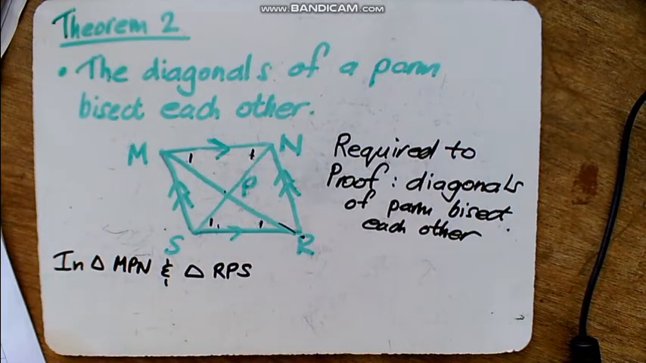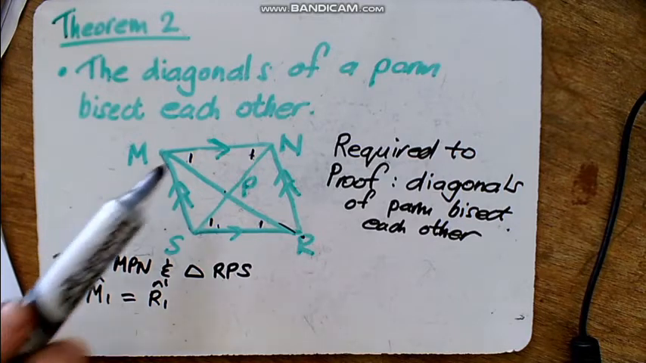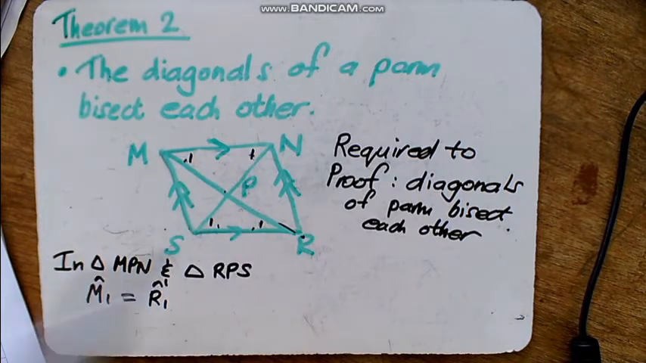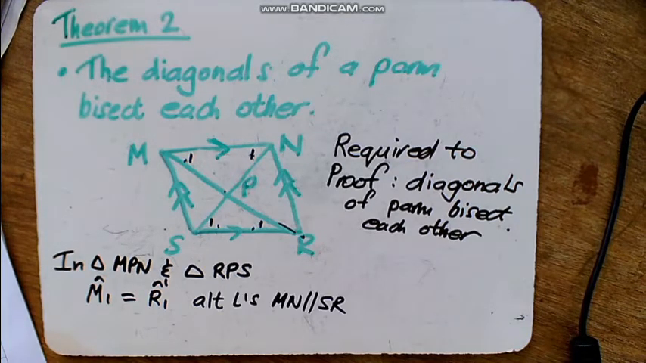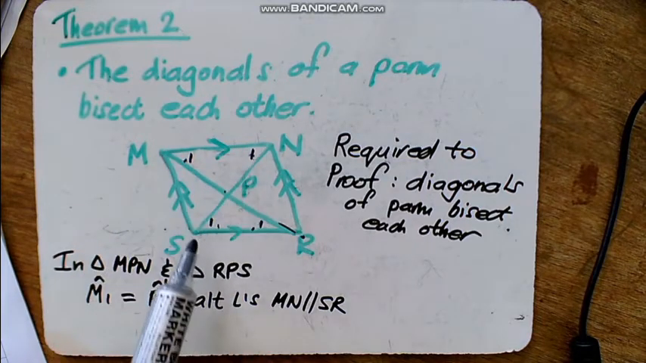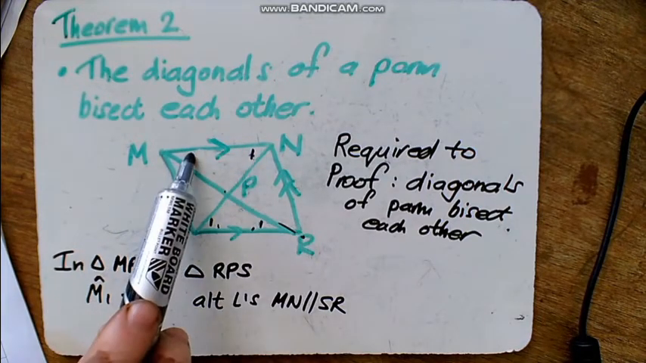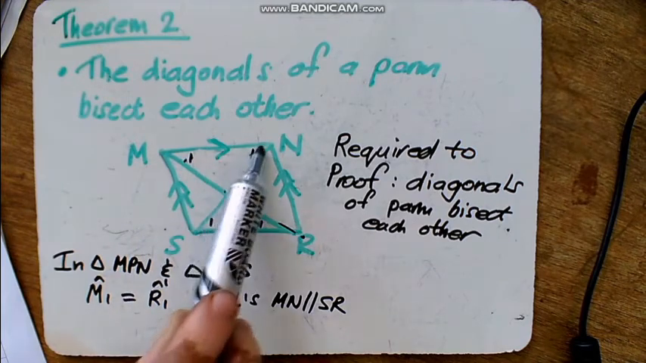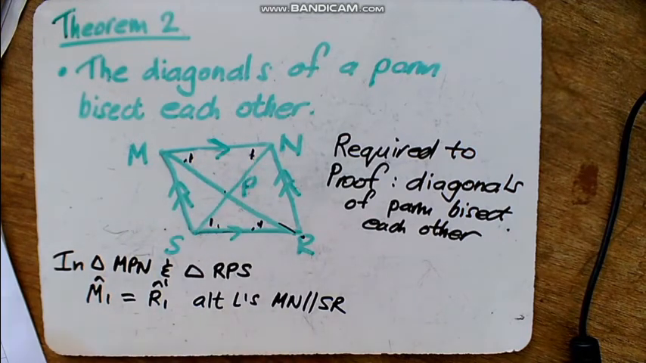and our first statements will be, so if you look, we can see that M1 is equal to R1. What type of angles are those? Alternate angles. MN is parallel to SR. So MN is parallel to SR, so M1 and R1 will be alternate. You can see the Z shape.